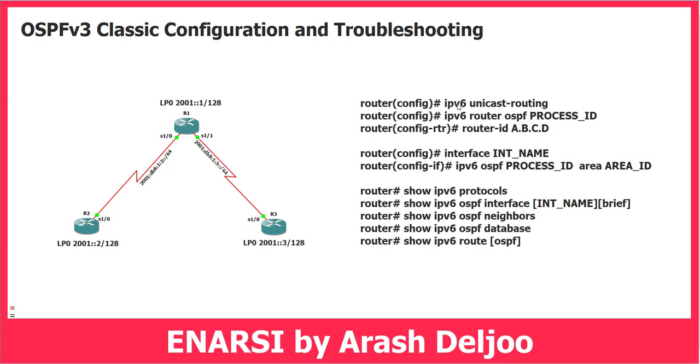First, we should enable IPv6 unicast routing, and after that, instead of using router OSPFv3 process ID, we should configure ipv6 router ospf process ID. You know that in OSPF version 2 we are using router ospf. In OSPFv3 address family we are using router ospfv3, but here we are using ipv6 router ospf. Let me review some of the commands that you have learned before.